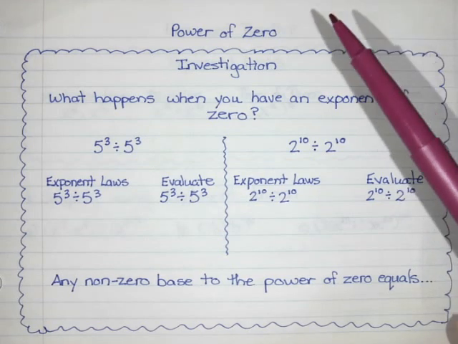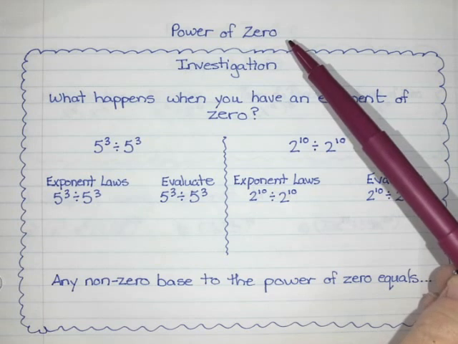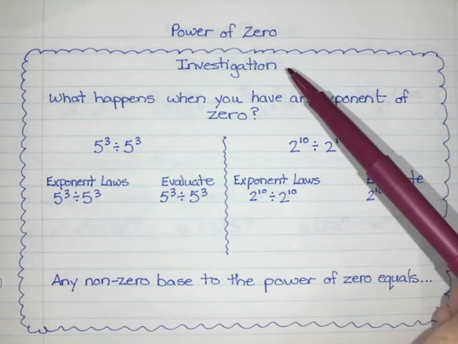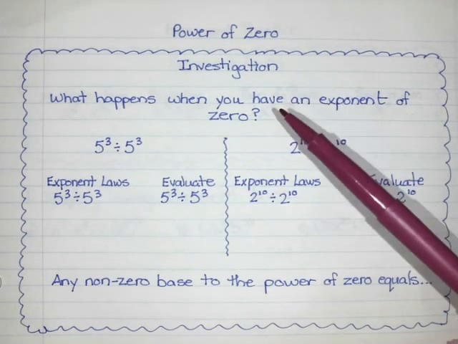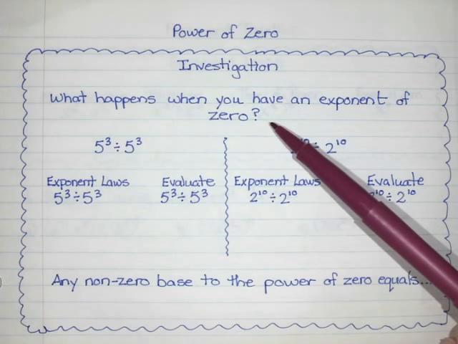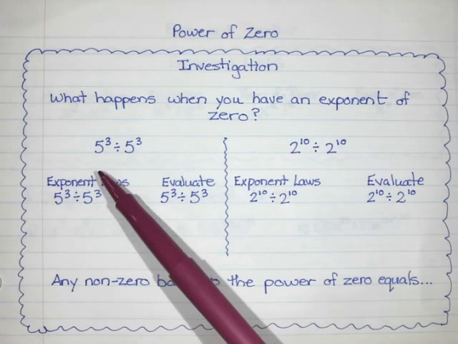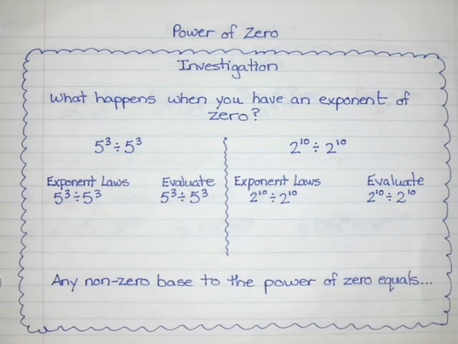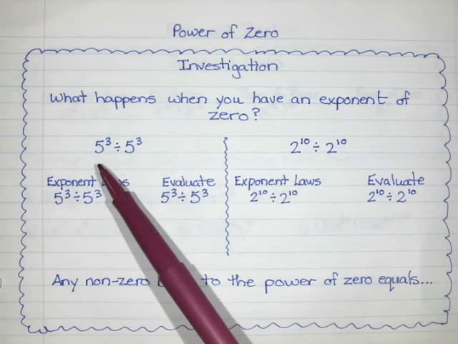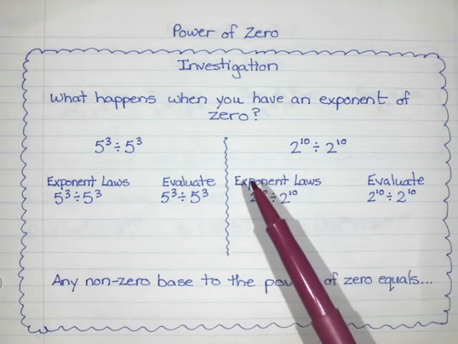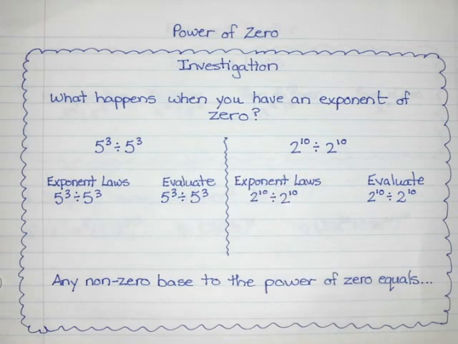Today we're going to be talking about the power of zero. So we're going to start with an investigation, and we're going to try to answer the question, what happens when you have an exponent of zero? So we're going to do a little investigation. We're going to take a look at two examples, and you will notice neither of those examples have a power of zero in them, but be patient.